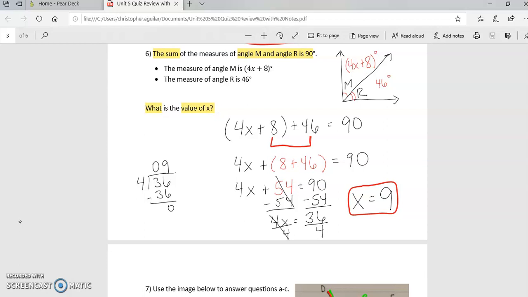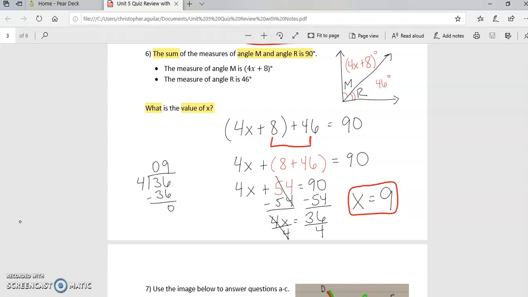So let me combine like terms. Let me combine these two regular numbers together, and then there's nothing to combine with the variable, so that one just has to stay on its own. So 4x, and then plus 8 plus 46, and I'm combining those. So 4x plus 54 is equal to 90. Now we have a two-step equation. So I say, okay, instead of plus 54, I'm going to do subtracting 54, so I can do the inverse and cancel it out here. So 4x plus 54, this becomes minus 54.